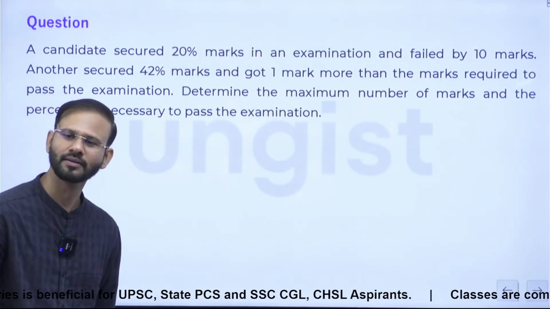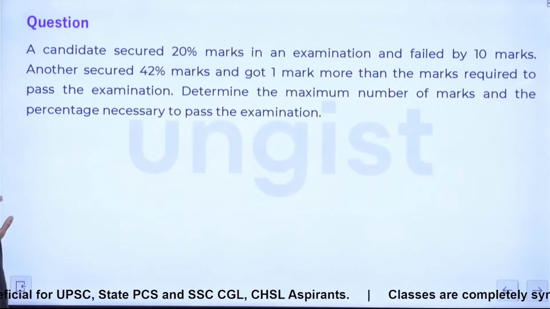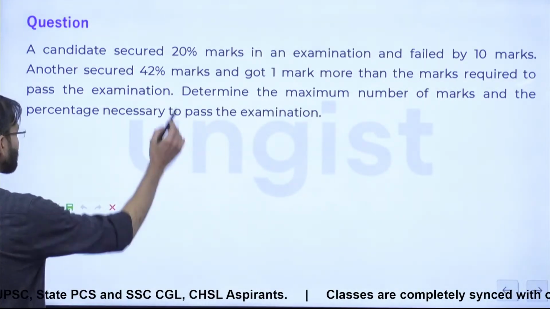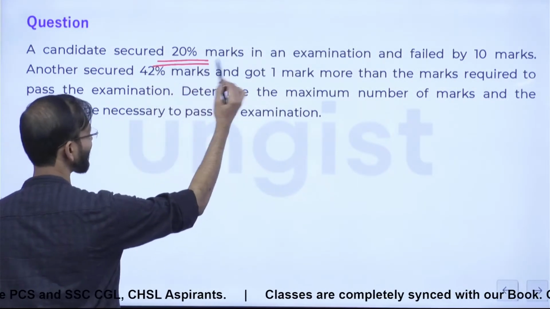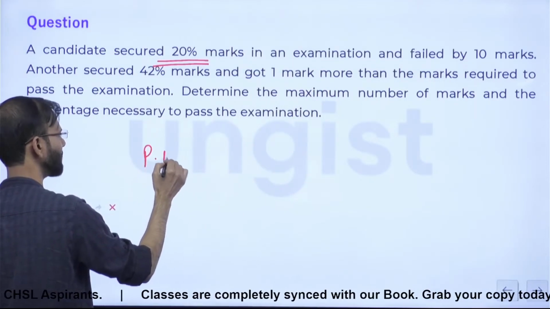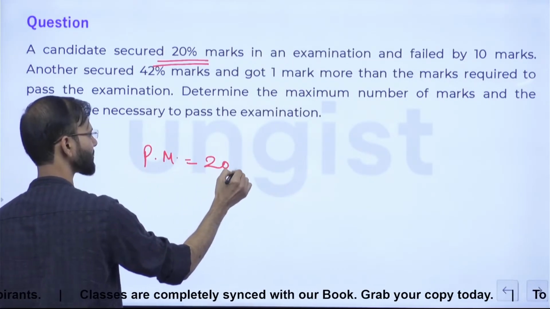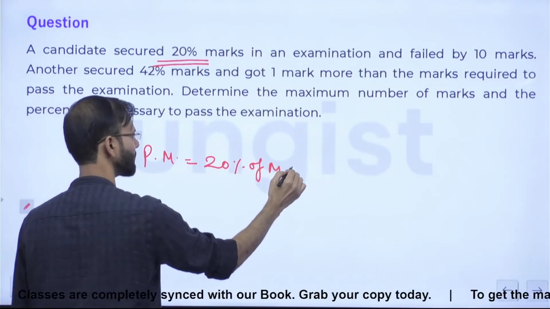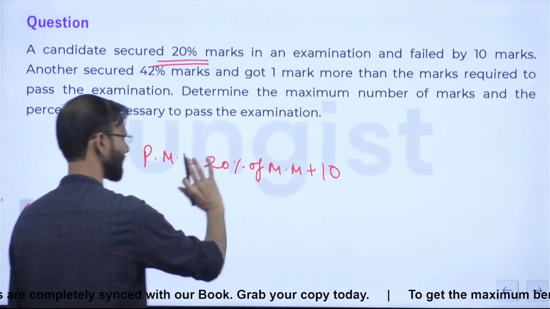You did it absolutely right, but made a mistake at the end. Look, a candidate scored 20% marks in the examination and fails by 10 marks. So passing marks will be what? Passing marks will be 20% of maximum marks plus 10. Guys, is it clear?